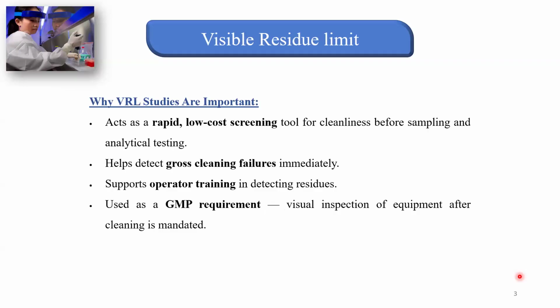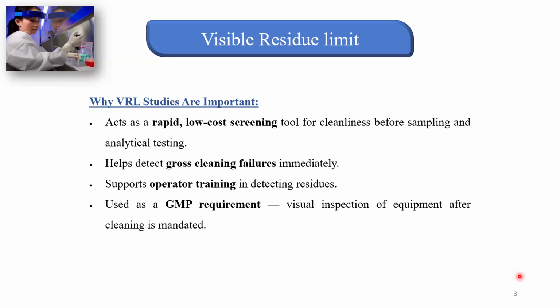Now let us understand why visible residue limit studies are important in cleaning validation. First of all, VRL acts as a quick and low cost screening tool. Visual inspection does not require any instruments, chemicals or laboratory testing. This makes it the fastest way to check equipment cleanliness immediately after cleaning. Secondly, VRL study helps in early detection of gross cleaning failures. If residue is clearly visible on the equipment surface, it indicates a major problem in the cleaning process, such as improper cleaning steps, insufficient rinsing, or operator errors. This allows corrective action to be taken immediately.